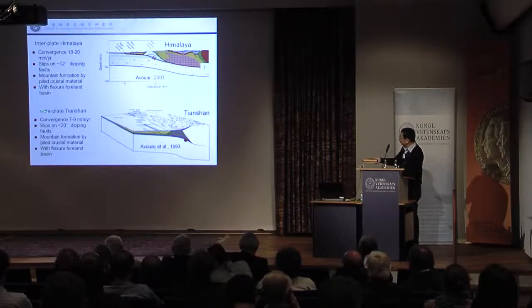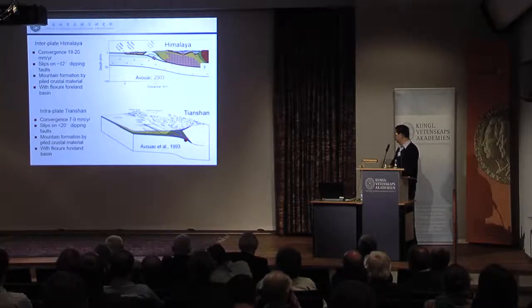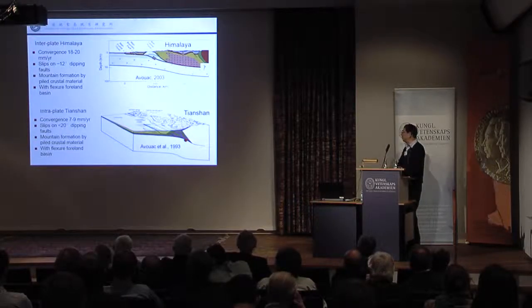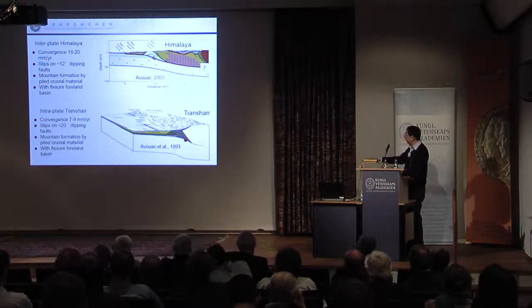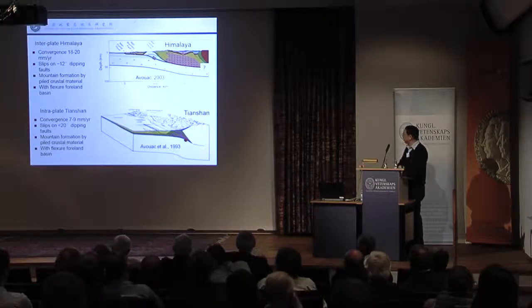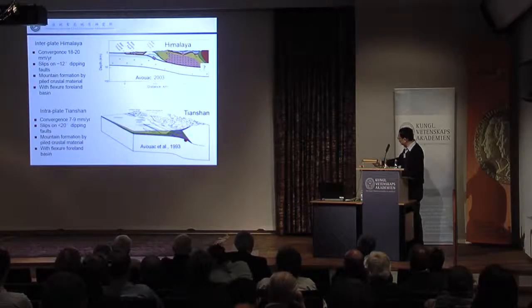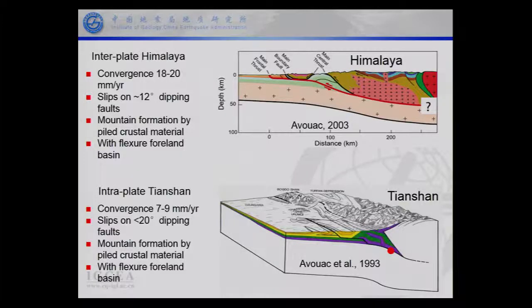Similarly, in an intraplate geological setting, for example, in the Tianshan, we also see horizontal convergence of about 7 to 9 millimeters per year, and the slip takes place along faults with about a 20 degree dipping angle. Similarly, the Tianshan Mountains are also formed by material of the Tarim Basin and the Junggar Basin. And foreland basins are present along the northern side and also the southern side of the Tianshan Mountains.